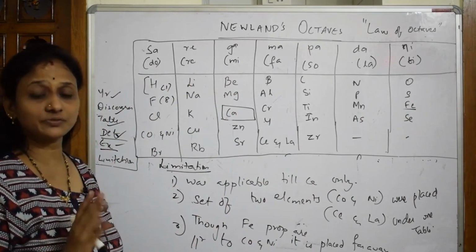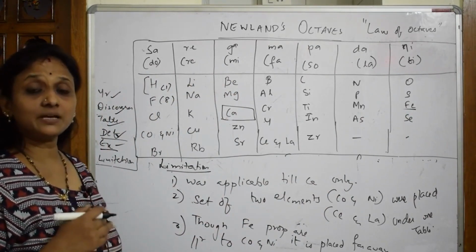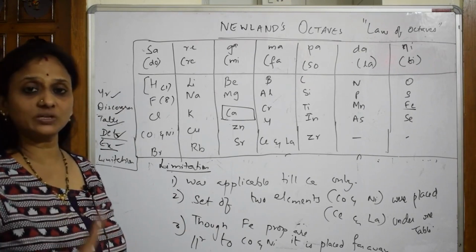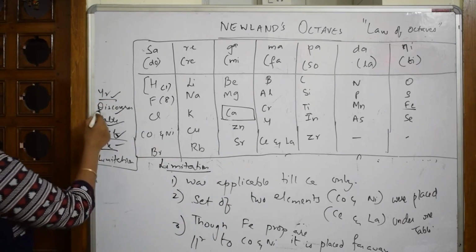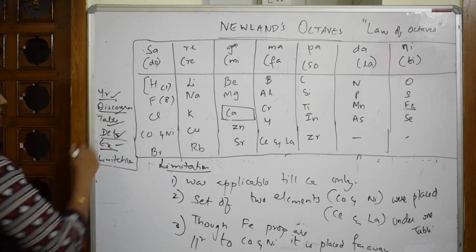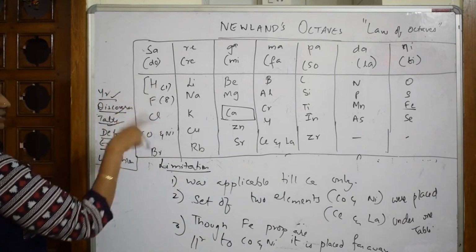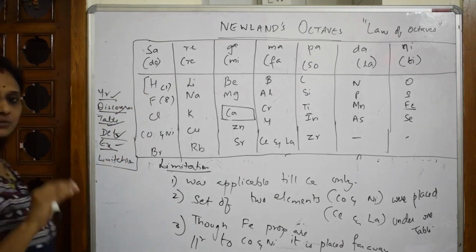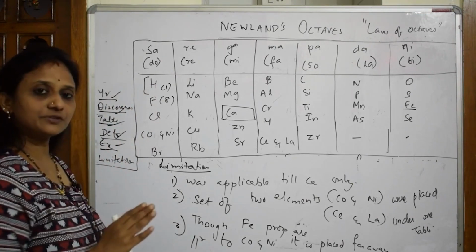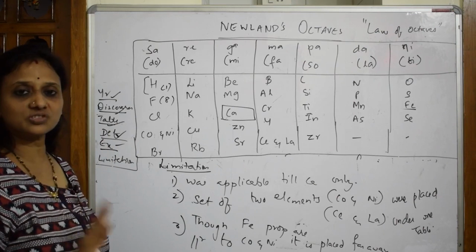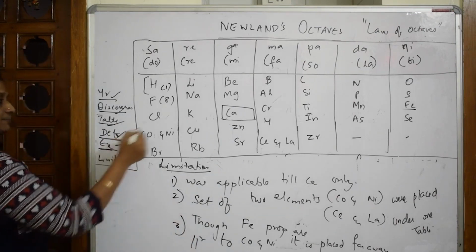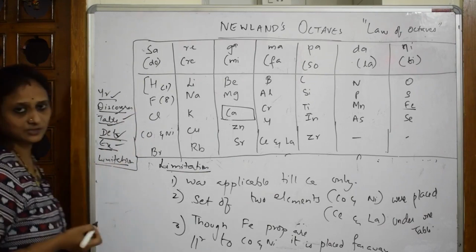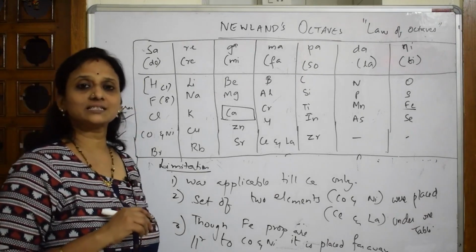Because this law could not be applied to any other element, it was applicable only till calcium. So I have written the year, done. I have written the discoverer, that is also done. Then I have given you the table. What is that? Law of octaves. Why octaves? Because in musical instruments, the first note and the eighth note both sound similar. Done. And the definition I've given, this is the example, limitations also I've given. So this is how you're going to write it in the exam.